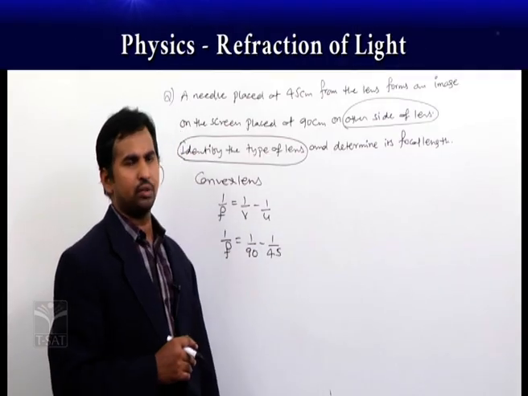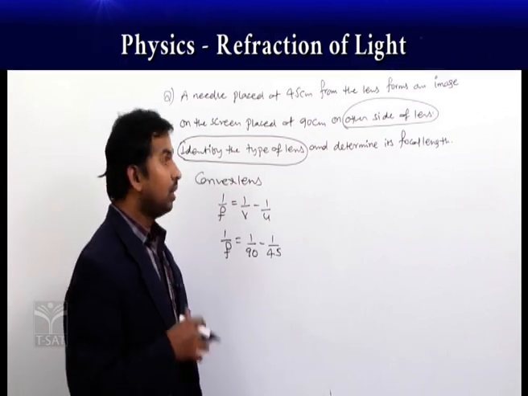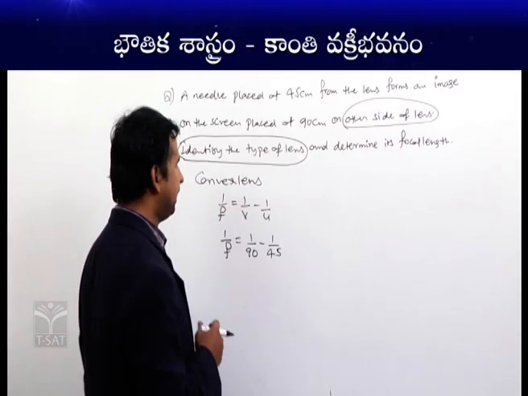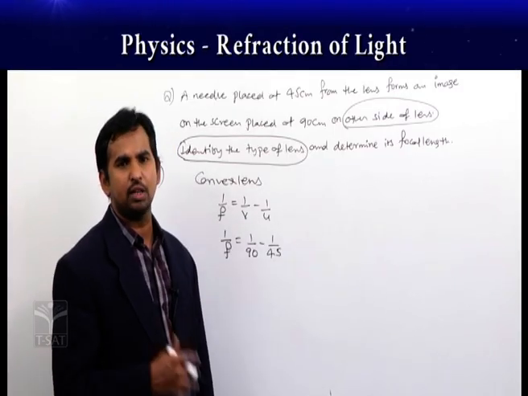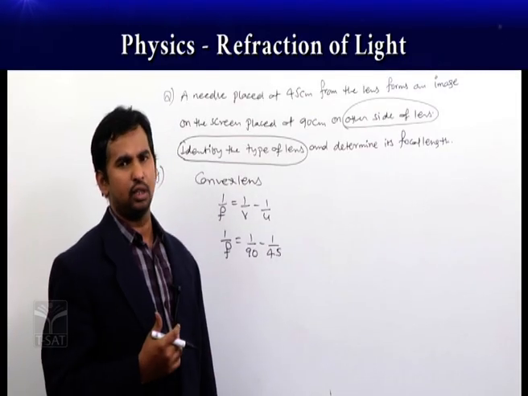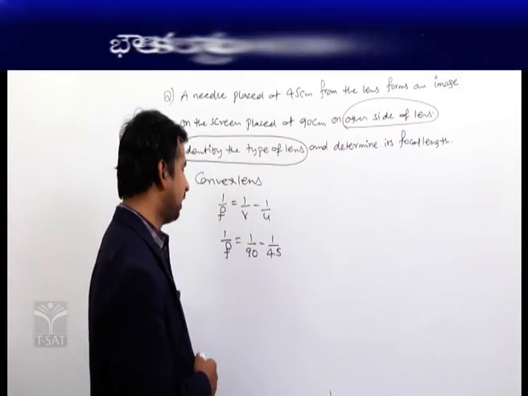So, finally we have 1/f = 1/90 - 1/45. Now, we have to apply the sign convention here. As given, it is a convex lens, because the image is formed on the screen, and not only that, it is forming after the lens, which represents that it is going to be a real and inverted image.